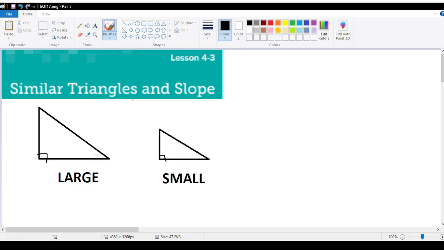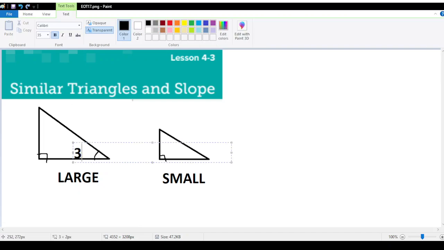For example, if this angle is 30, I'm going to draw it like that. This angle is 30. The other one will be 30 as well. So this is the meaning of congruent, or sorry, similar triangles. They have the same angles but different size.